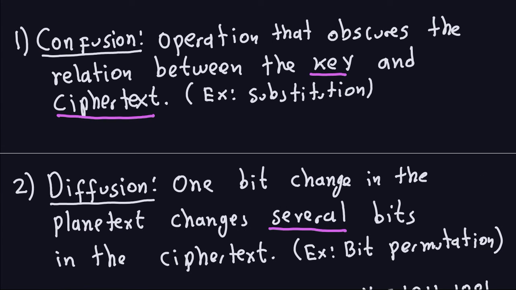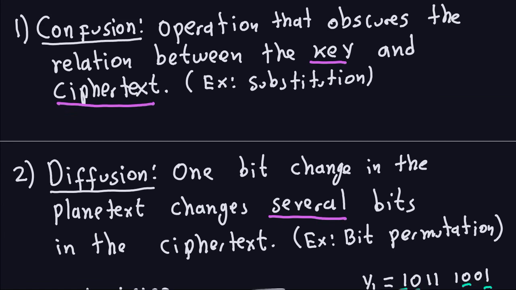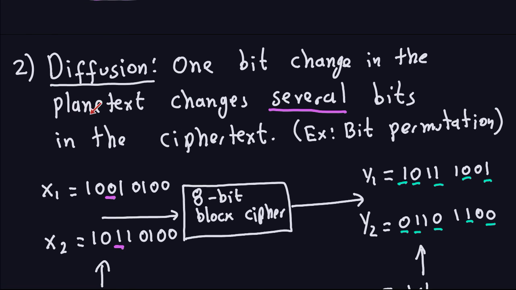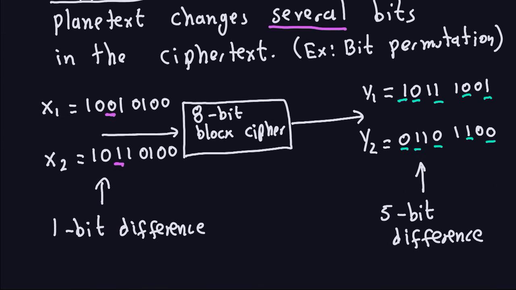It should have confusion: no apparent relation between the key and the ciphertext, and it should have diffusion, which is this one. One bit change in the plain text should change several bits, and in general you want about half of them to be changed in the ciphertext. So that's two important properties of the modern cipher.